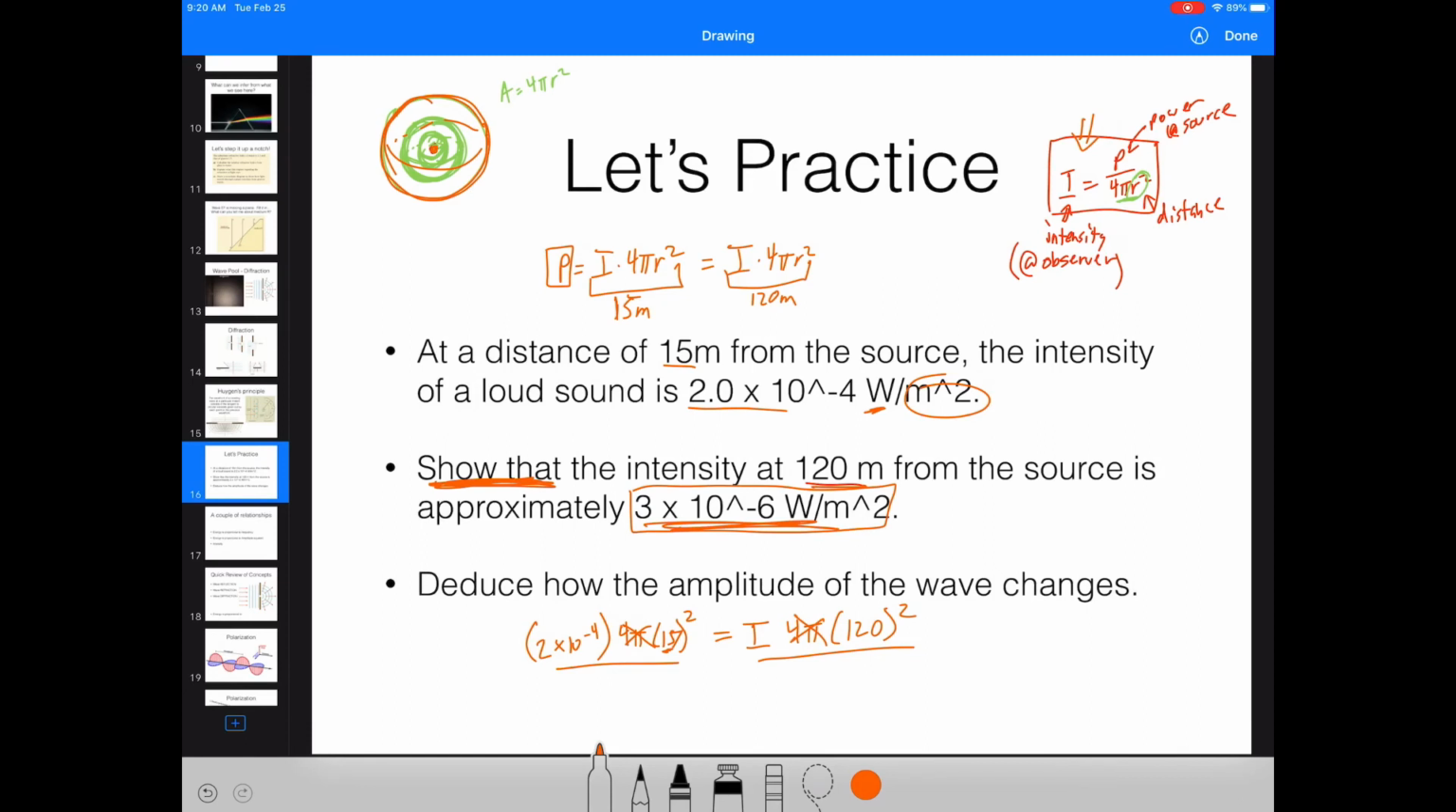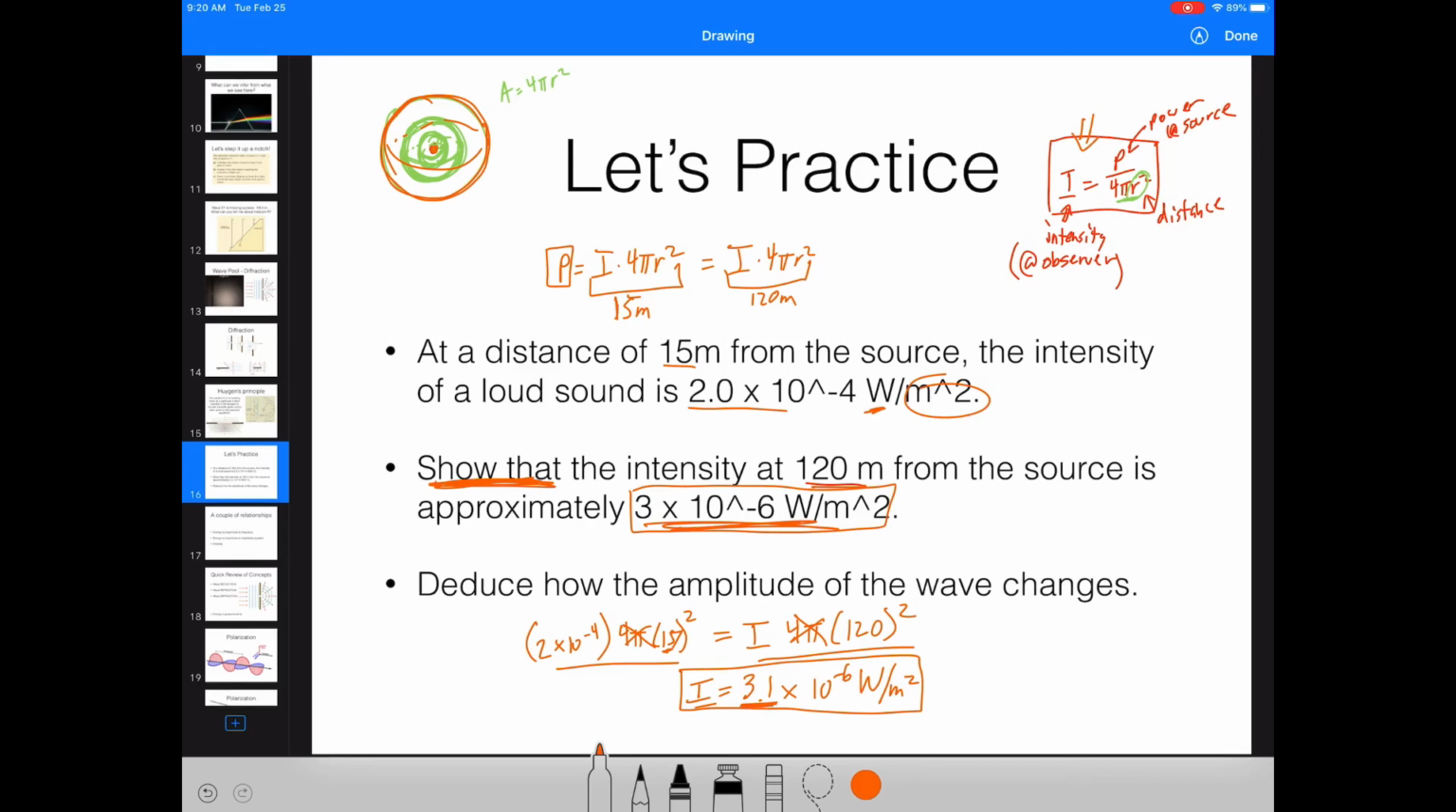You should also be able to recognize that the 4 pi is the same on both sides, so you can take that out. Okay, now when we actually work that out, you should end up getting that the intensity, and I'll let you work it out on your calculator, equals 3.1 times 10 to the negative 6 watts per meter squared, because it's intensity. That should be the correct units. Now, when you're doing this, you do need to write this down. You cannot just say, oh yeah, that's 3 times 10 to the negative 6. Okay?